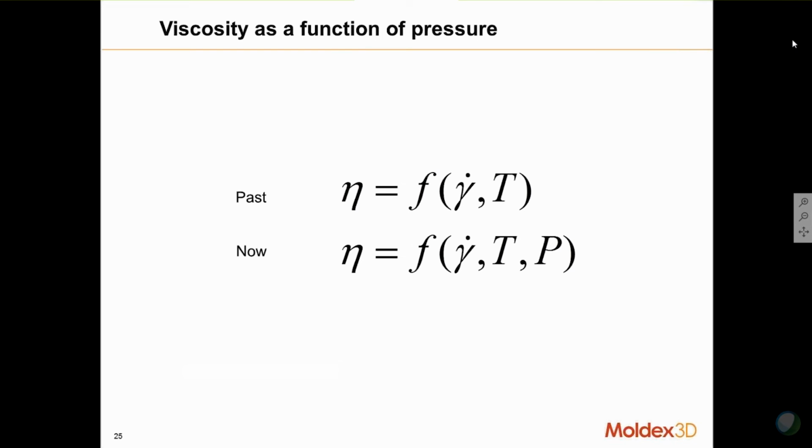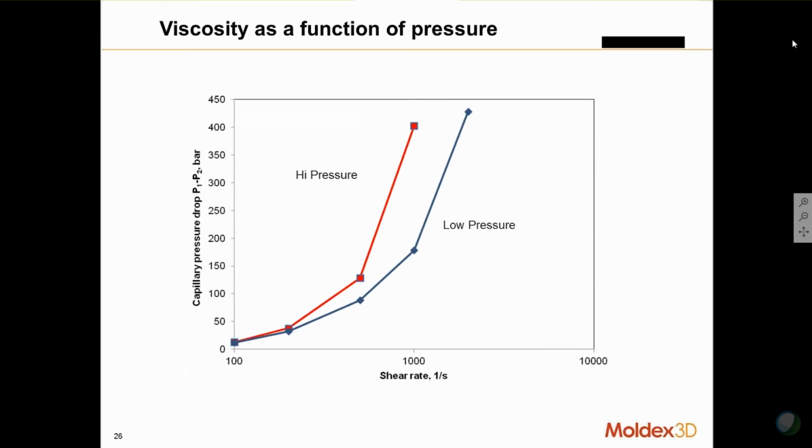So now we also need to consider viscosity as a function of temperature, shear rate, and pressure. In the past, we only considered viscosity as a function of shear rate and temperature. What you are looking at is the pressure drop in the case of high pressure versus low pressure. In the case of high pressure, you see that the pressure just keeps on going up and up. This means that the viscosity just keeps on going up and up. In this case, if we don't apply corrections to our viscosity predictions, there is no way that we can do quality simulations.